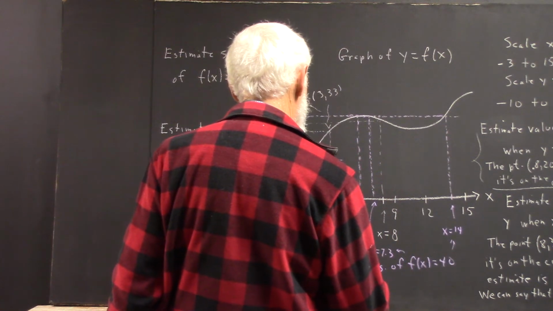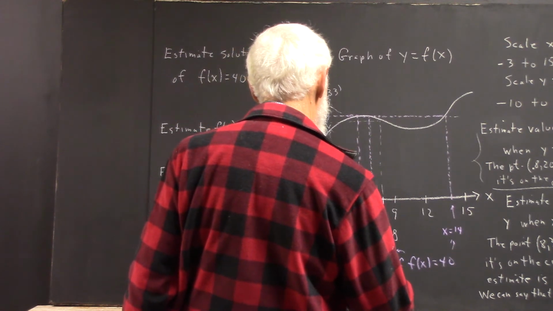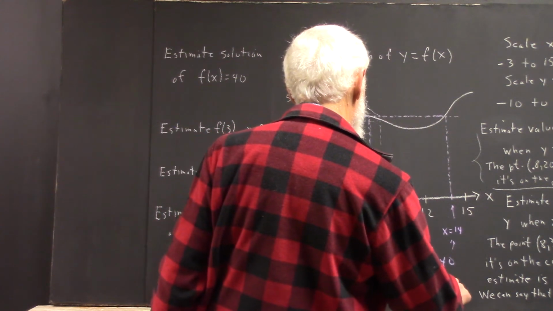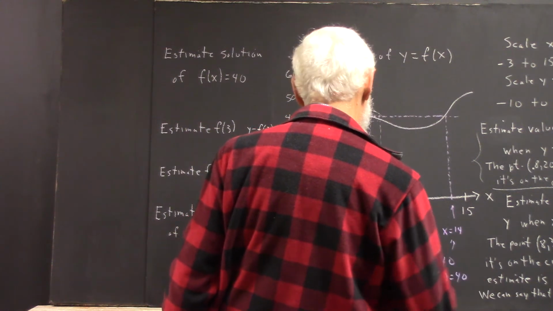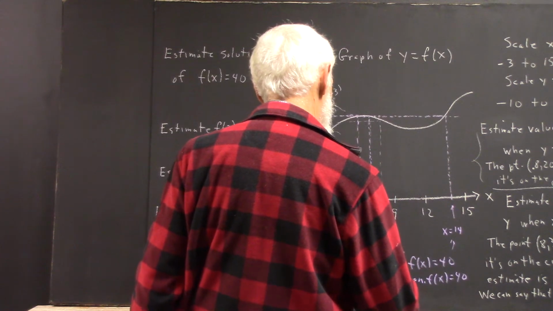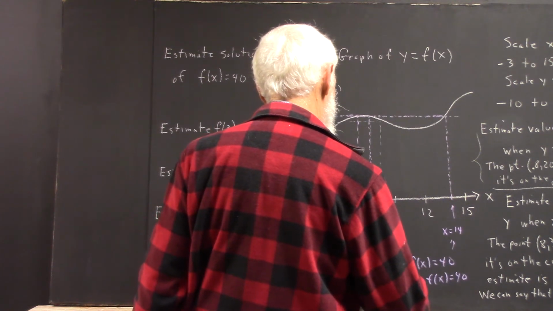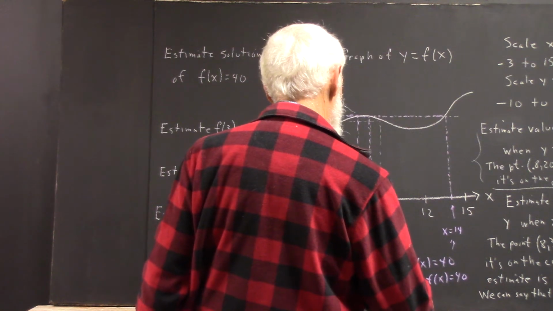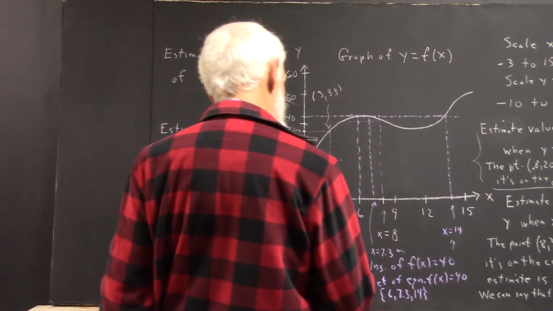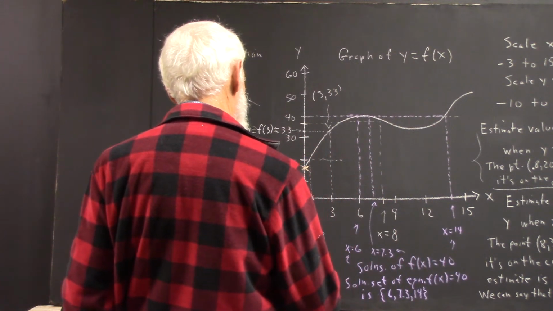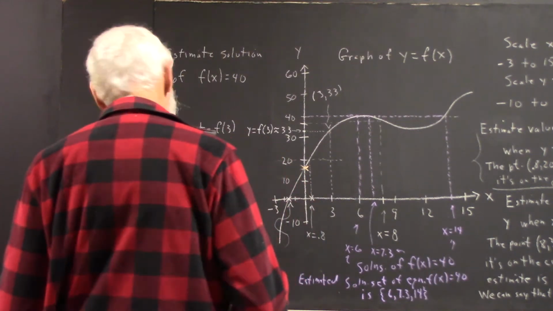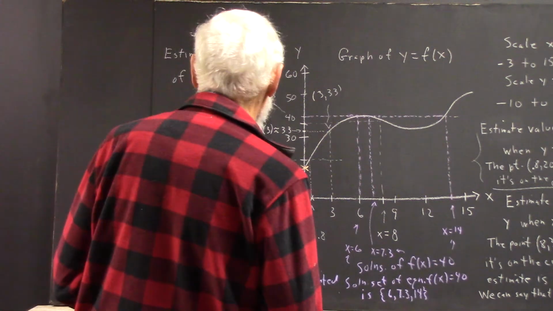And a little more notation. The solution set of the equation f of x equals 40 is the set 6, 7.3, 14. And I should say the estimated solution of that equation. Okay?